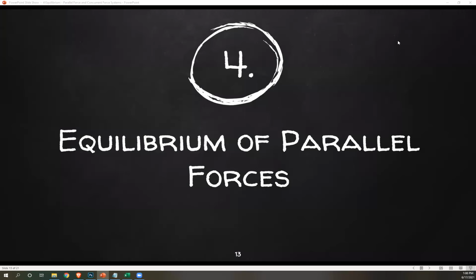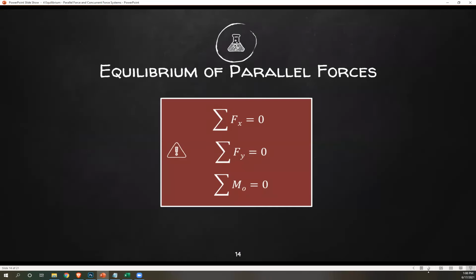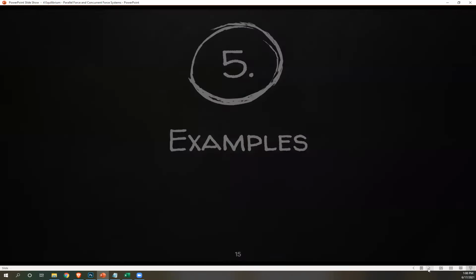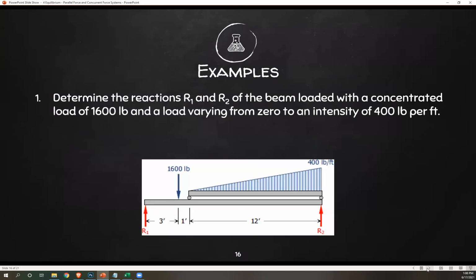Next topic is equilibrium of parallel forces. Let's begin. So same thing with the resultant of parallel forces. These are our equations. Fx equals 0, Fy equals 0, but now we have an additional one. Moment is also 0. Okay, so same concepts, but just equate it to 0. Okay, so let's begin. Number 1.